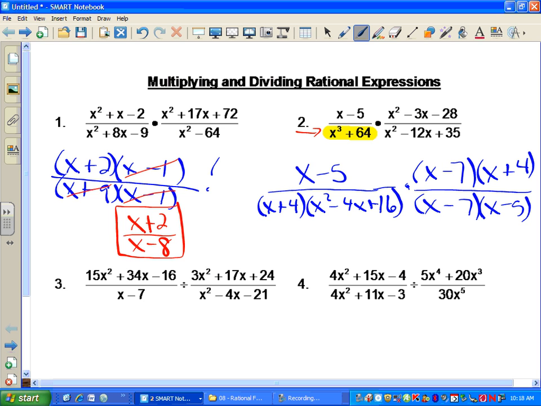And now we cancel. The x plus 4s cancel. The x minus 7s cancel. The x minus 5s cancel. The numerator completely canceled away, so I'll put a 1 on top of my x squared minus 4x plus 16. This is your final answer.